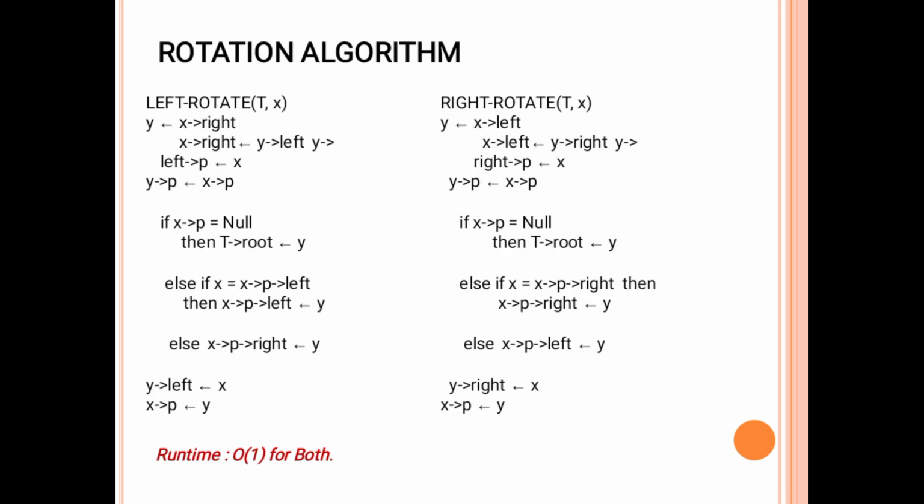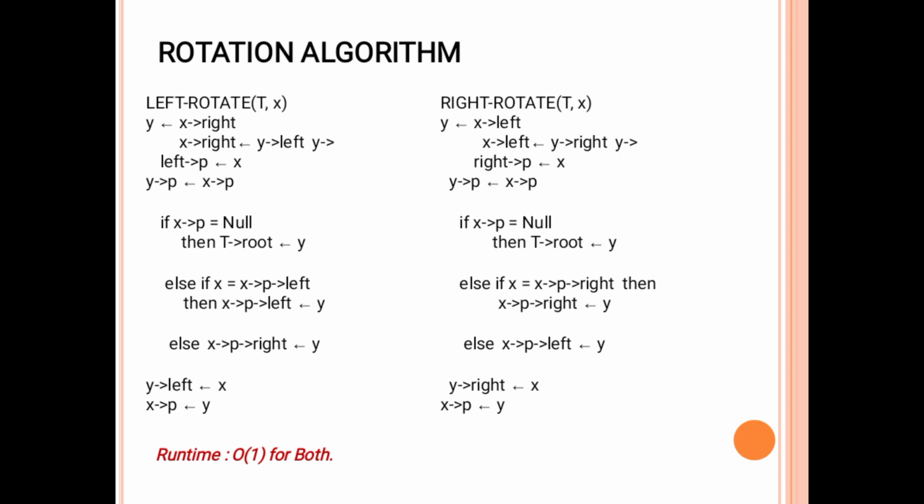This is the algorithm of the red black tree. We have to take two types of rotations, left rotation and right rotation. We will explain only one. The same applies to the other: in right rotation we take the opposite, meaning left. Here the time complexity is big O of 1.